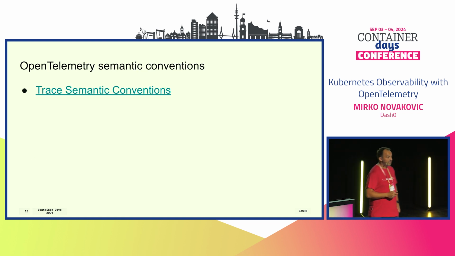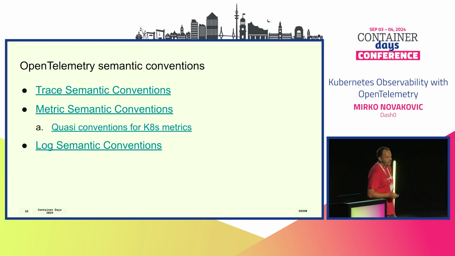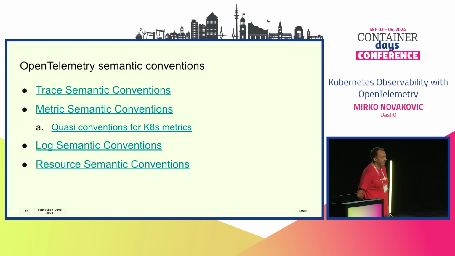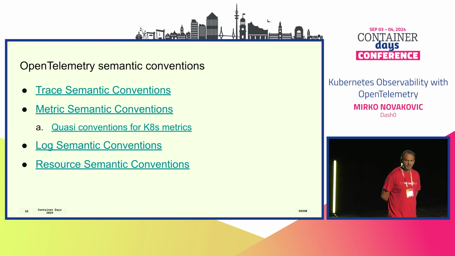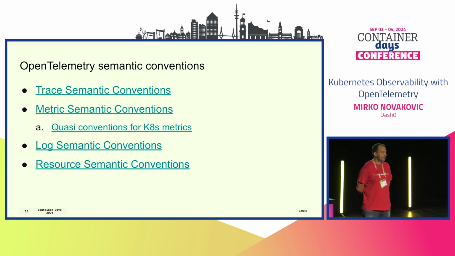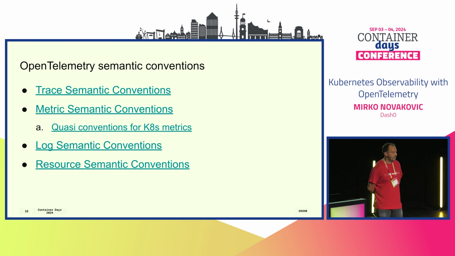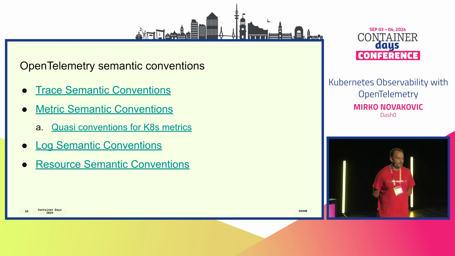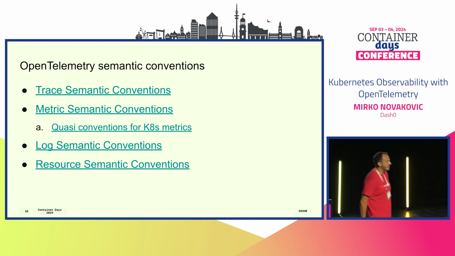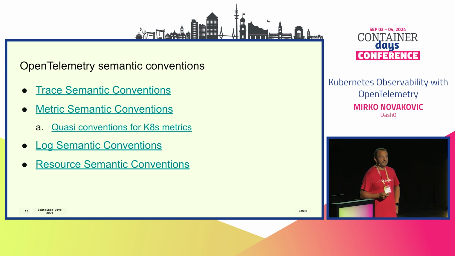This is a semantic convention. You can check them out, right? It's GitHub repositories, pretty well documented, and there are actually 4 of them. Trace semantic conventions. That's the conventions how to tag traces. There's a metric semantic convention and a log semantic convention, and actually a resource semantic convention. And all 4 of them basically form a way to bring things together.